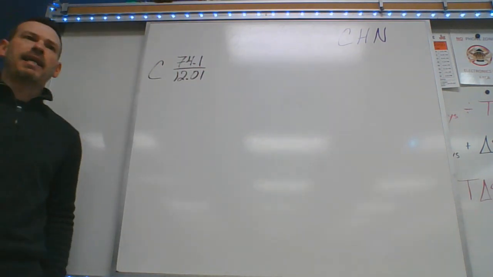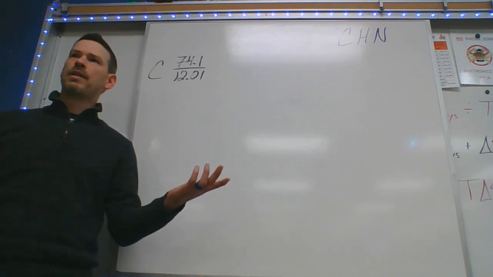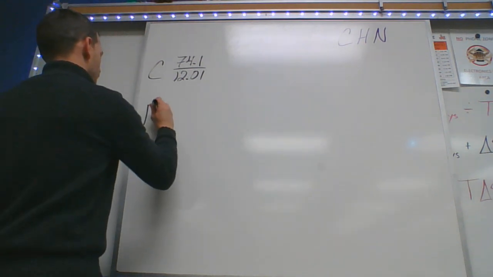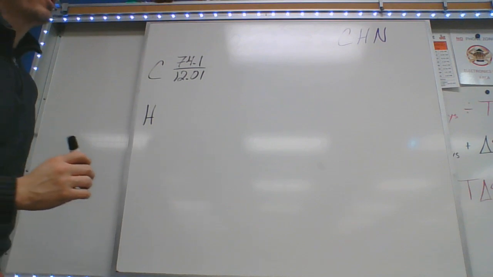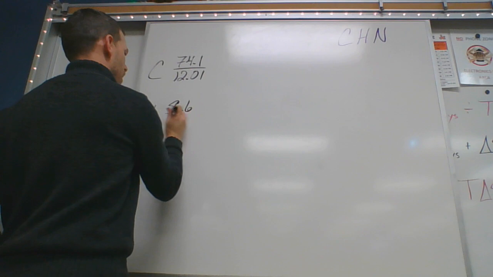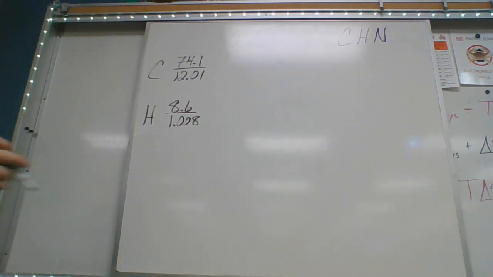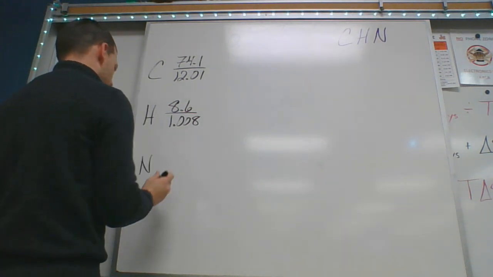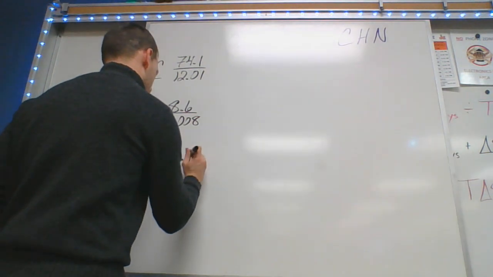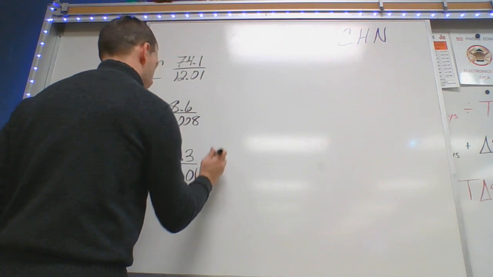Now, you have a periodic table on the back of the sheet I gave you. If you don't like flipping a lot, though, then you can grab yours out, whatever. But I'm going to set this up for each of the three elements. Hydrogen's given percentage is 8.6 over its periodic mass. And nitrogen's percentage in this compound is given at 17.3 over its periodic table mass.